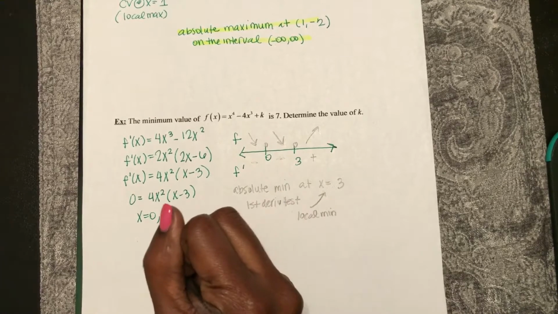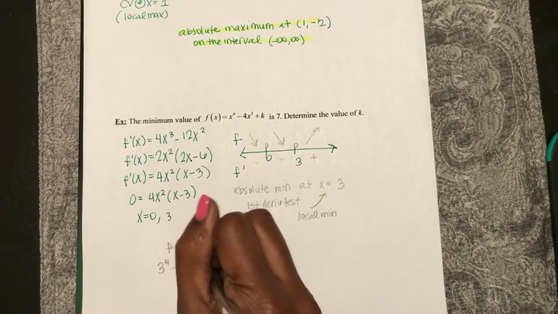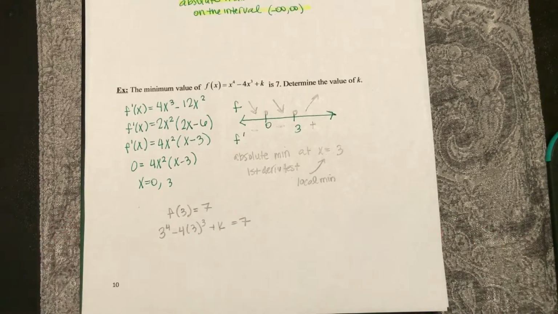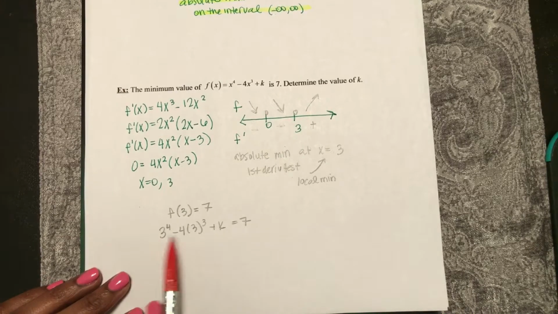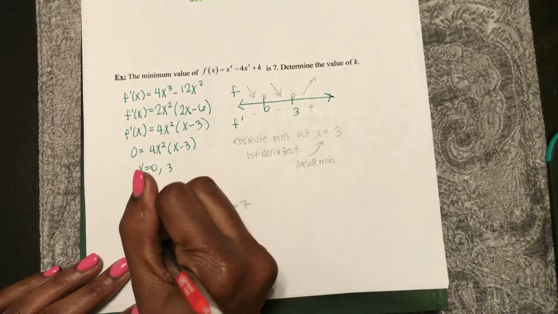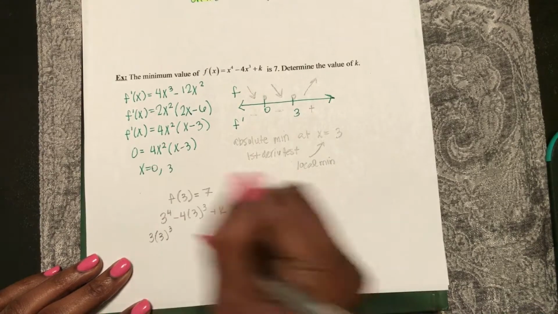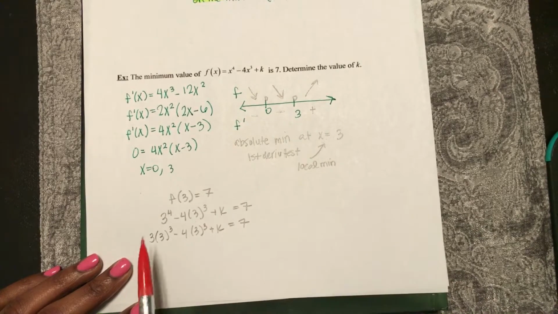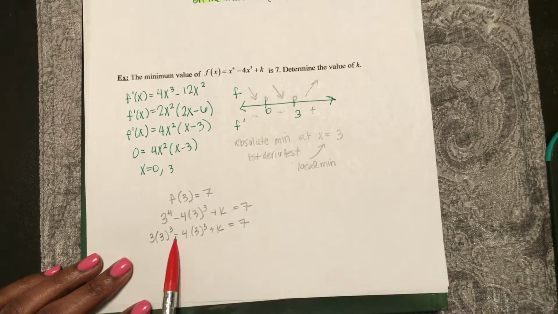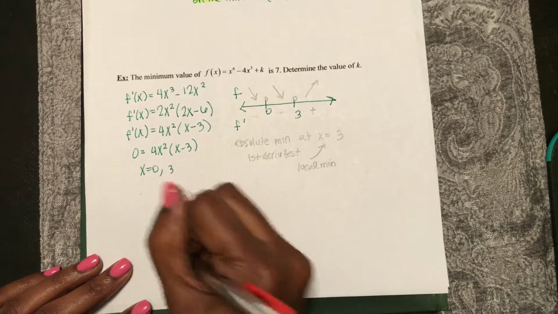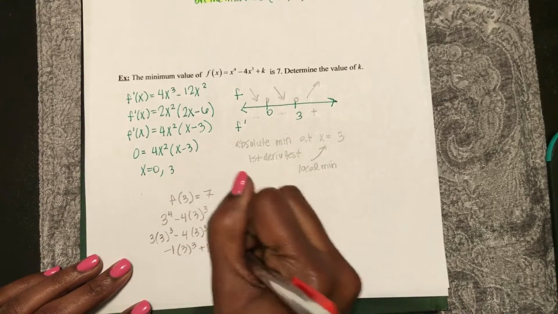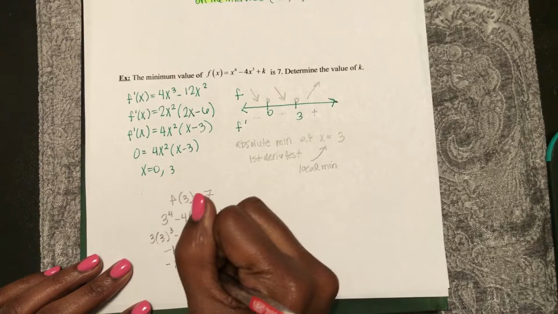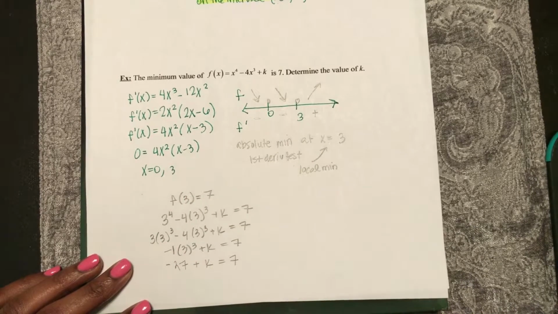It's 3 to the 4th minus 4 times 3 cubed plus k equals 7. Now, I'm going to approach this as if I don't have a calculator. How can I manipulate this a little easier? Well, this is 3 times 3 to the 3rd minus 4 times 3 to the 3rd plus k equals 7. Well, 3 to the 3rd minus 4 times 3 to the 3rd is -1 times 3 to the 3rd, plus k, which equals 7. Well, -1 times 27, -27 plus k equals 7.